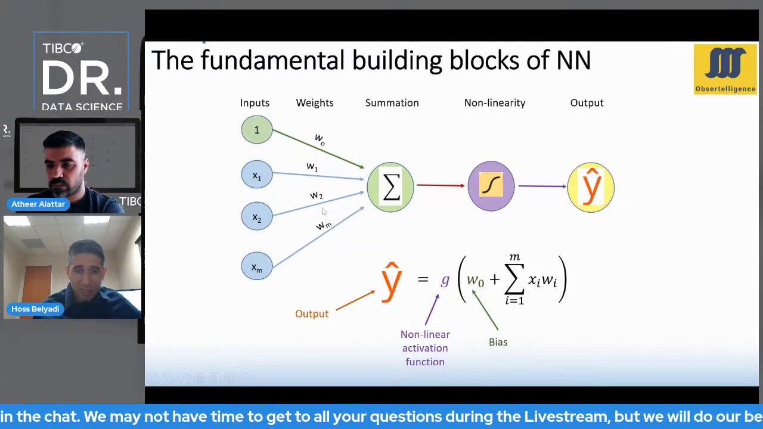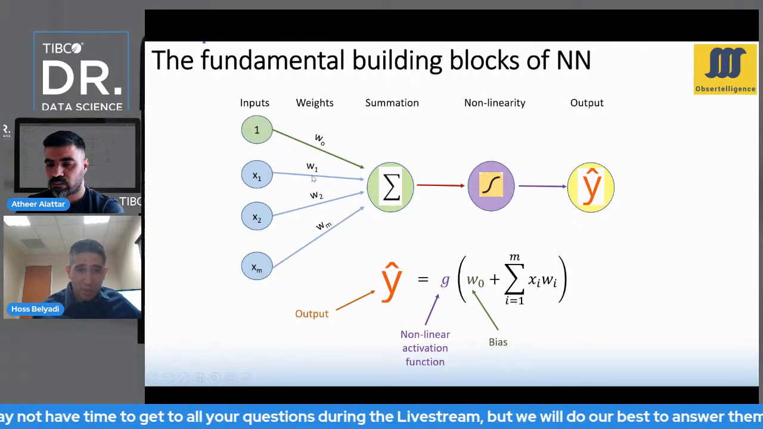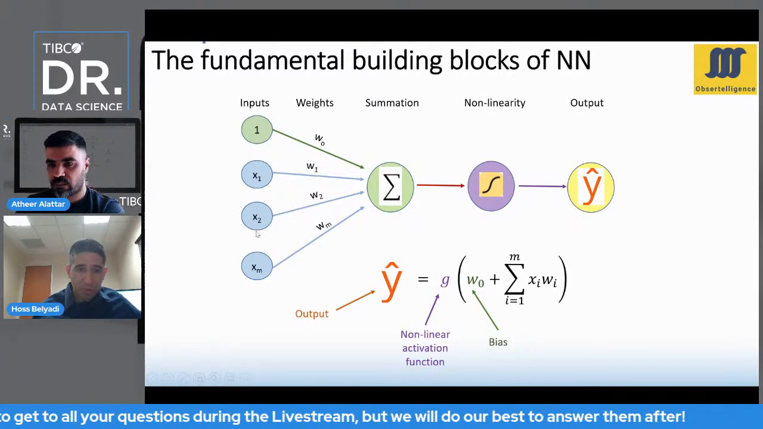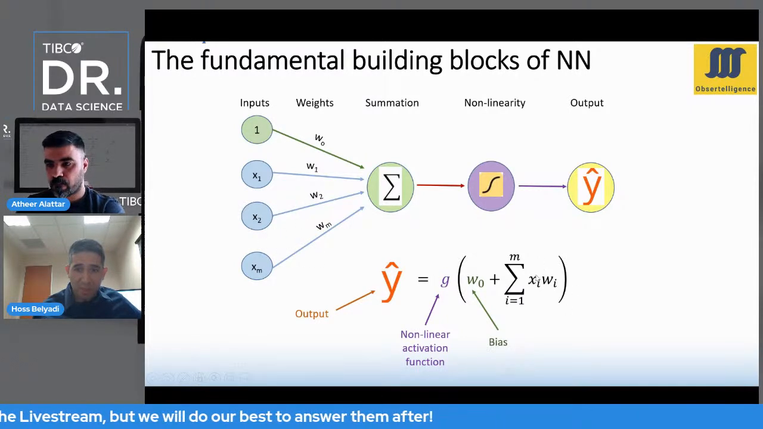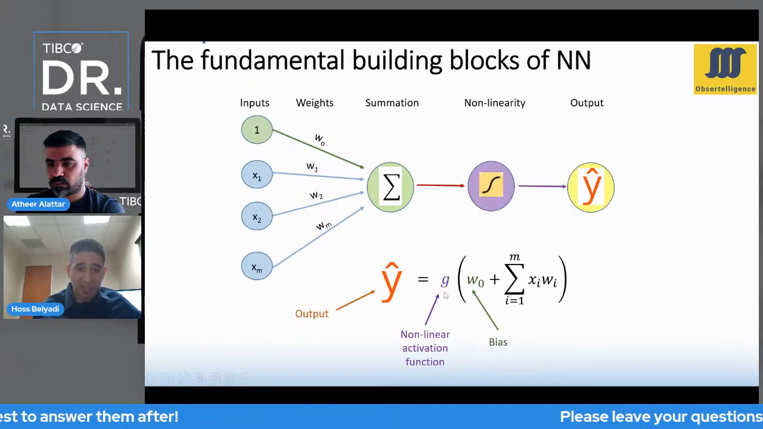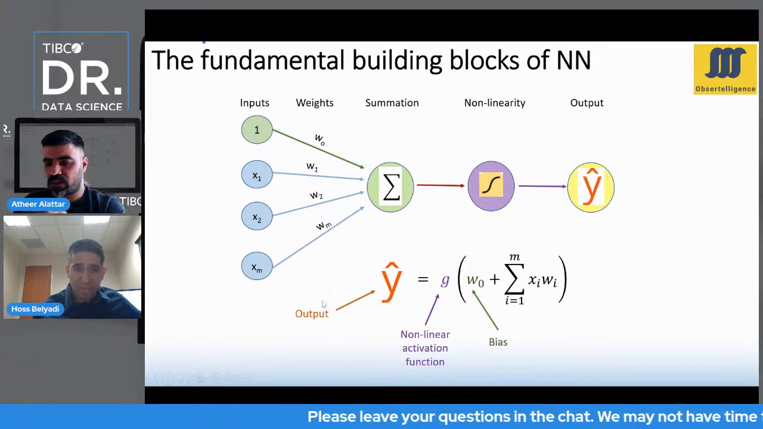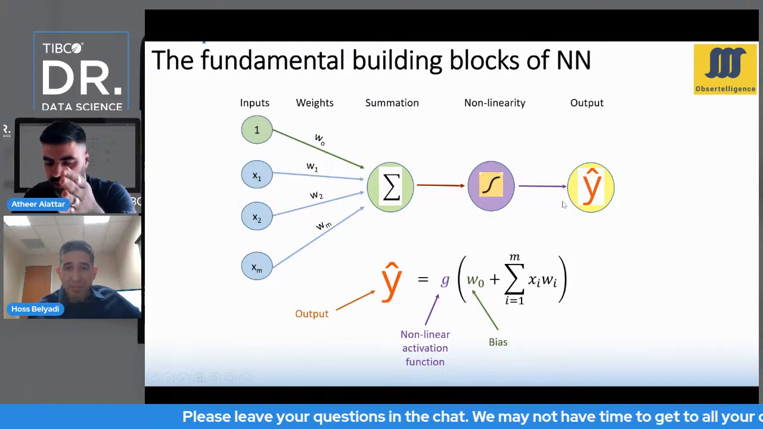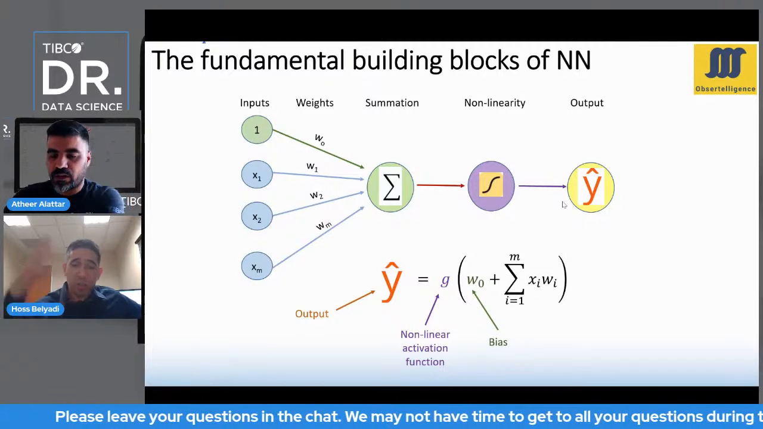That's it. You basically got the X1 times W1, X2 times W2, dot, dot, dot, right? And then you sum it up, you add the bias, then you apply the nonlinear activation function to this whole term, and this is your output. And what we are looking at is one layer only.